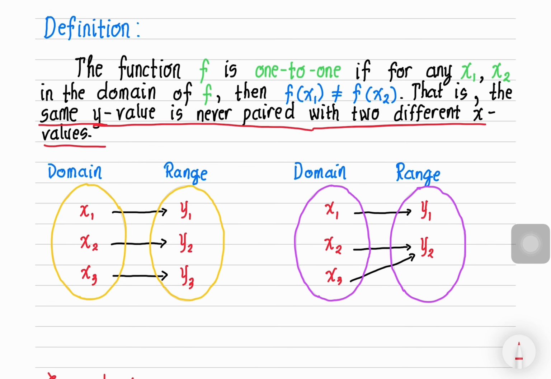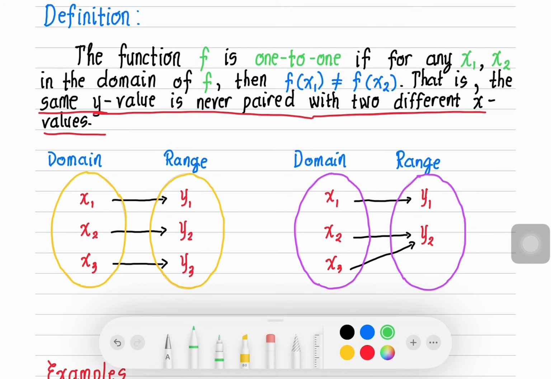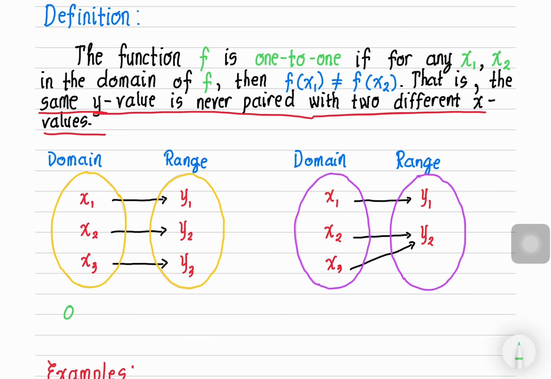So, we have here a mapping diagram. In the first diagram, we have the domain and then the range. This is a very good one-to-one function. Why is it a one-to-one function? Because, kung makikita naman natin, x sub 1 is being paired with y sub 1. So, there is a unique pairing, no? As well as x sub 2 and y sub 2, x sub 3 and y sub 3. Gets?